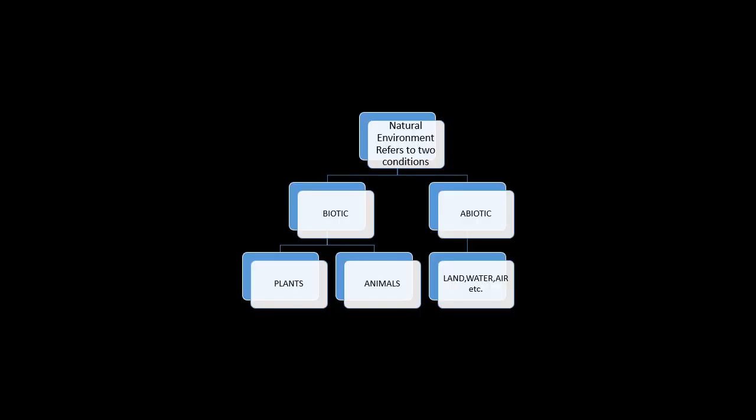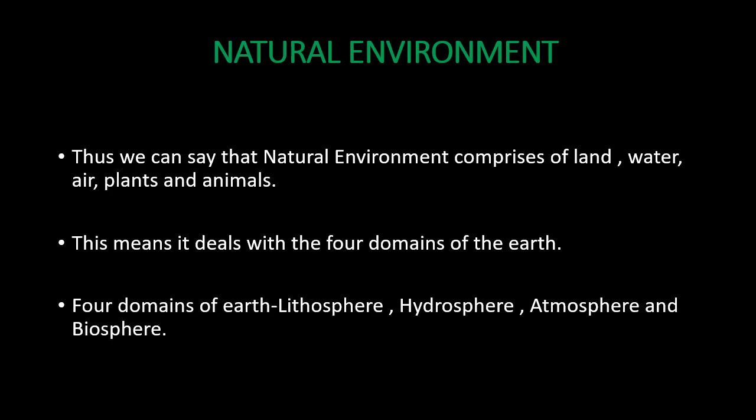Now we come to natural environment. The natural environment refers to two conditions, biotic and abiotic. As the name indicates, biotic means related to life. So the two components of biotic environment are plants and animals. Abiotic environment comprises of non-living things such as land, water, air, etc. So now natural environment. We can say that natural environment comprises of land, water, air, plants, and animals.